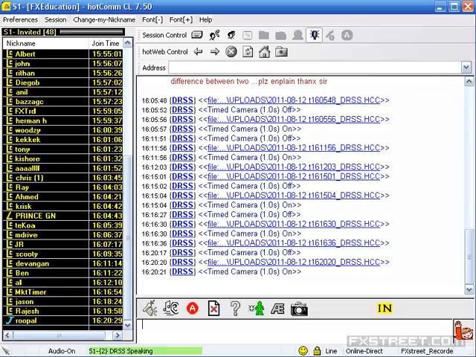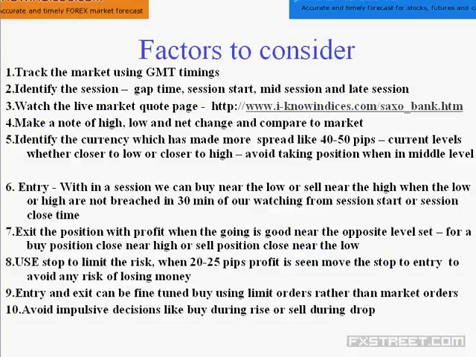Let me go back to that of the slide again. Then entry. Within a session, we can buy near that of the low or sell near that of the high when the low or the high are not breached in 30 minutes of our watching, from the start of the session or close of the session. So start of the session will be very ideal. 30 minutes from the start of the session, they have not breached the high in the case of Euro, but they have breached the high in the case of GBP. So in the case of GBP, we will wait for 2 hours.